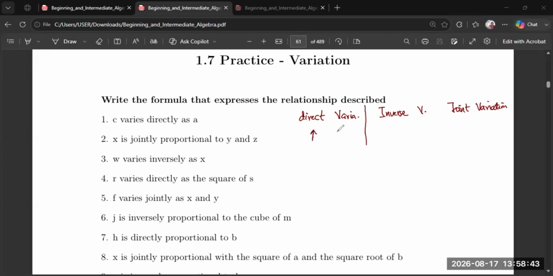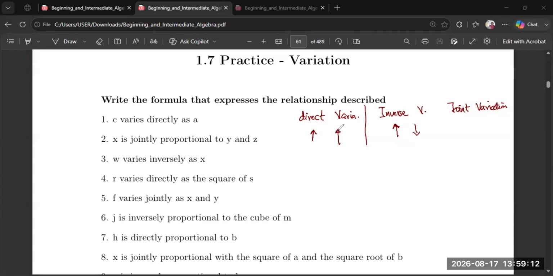And joint variation is a special type of direct variation where one value is directly varied with the product of two values. In other words, when one value goes up, the product of two values goes up, or when one value goes down, the product of two values goes down. So I'm going to explain that in a moment.